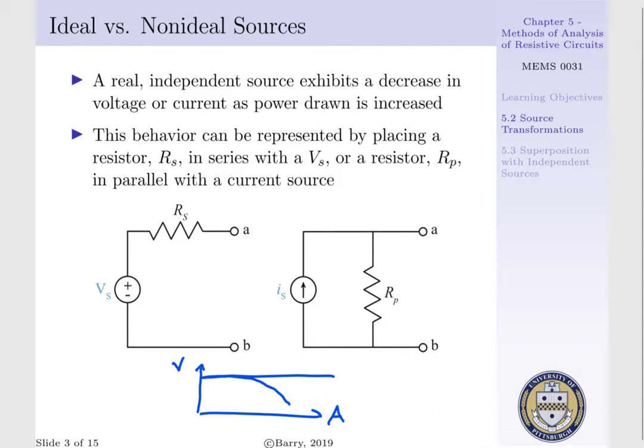Or we can replace our ideal current source with a current source that has a resistor, R sub P, in parallel with said current source, I sub S. That is, as we connect this non-ideal source to our circuit, R sub P will draw some current off, resulting in a lesser voltage potential and lesser current supplied to our circuit.